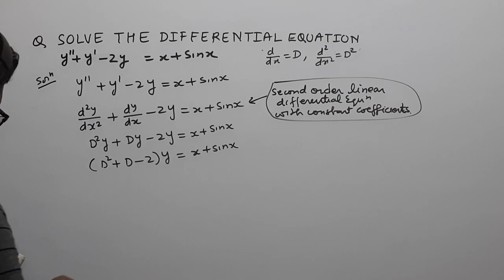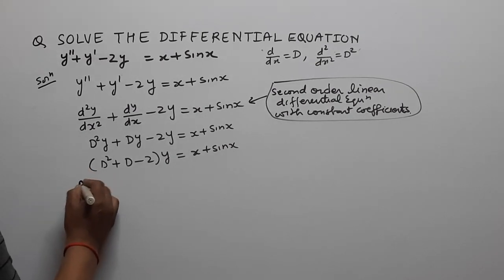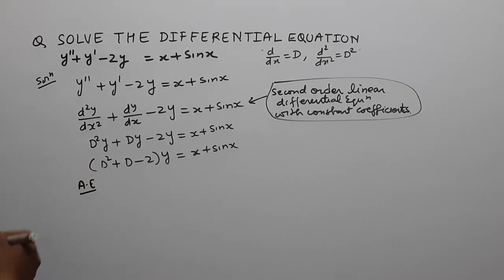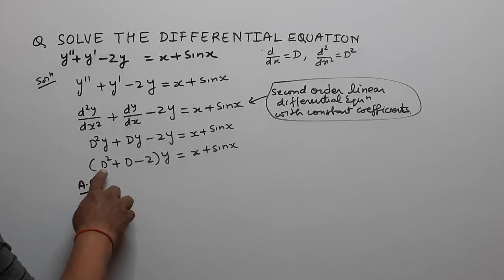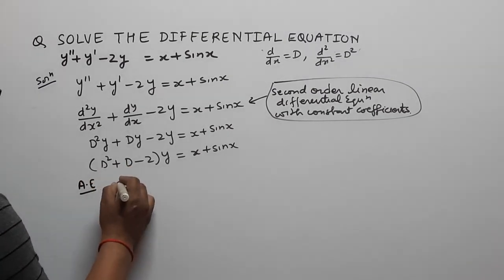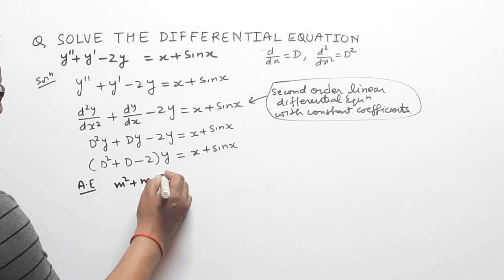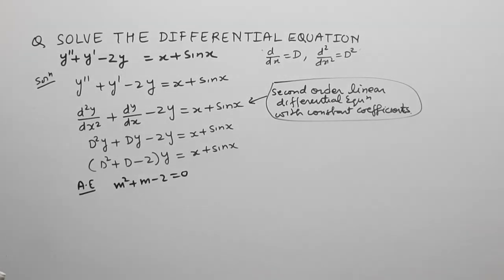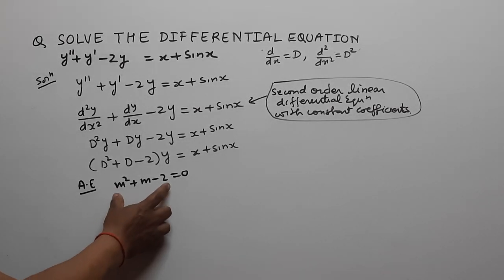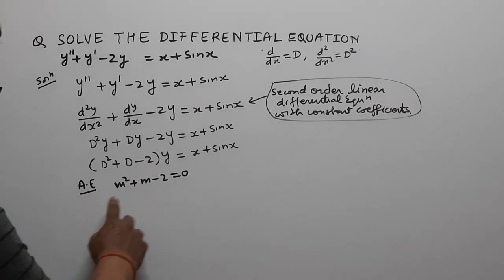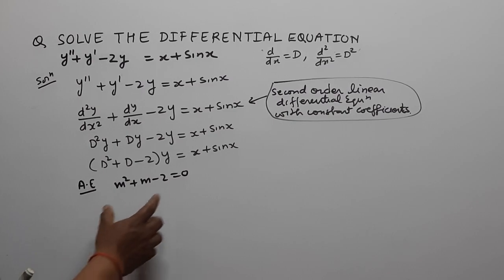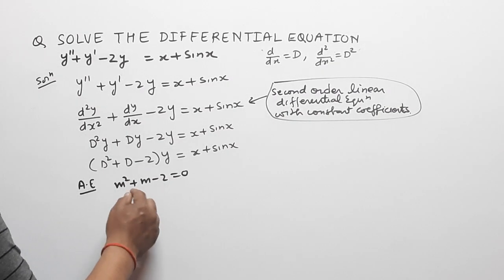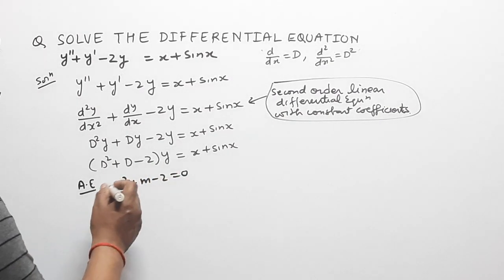Now we find the auxiliary equation. For forming the auxiliary equation we replace capital D by small m. So m square plus m minus 2 is equal to 0. Now we can see here this is a quadratic equation, so solve this and get the roots of this equation.